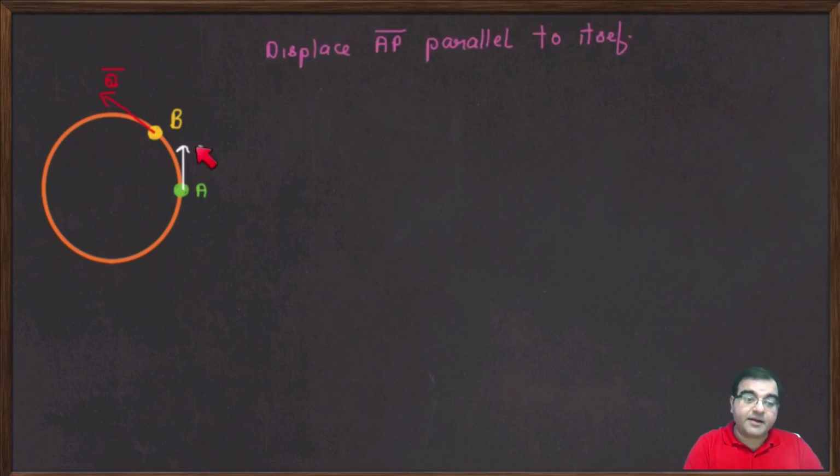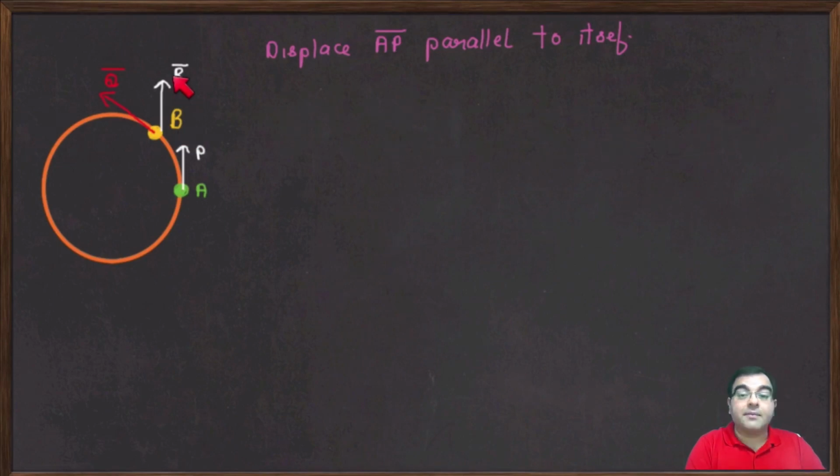Now AP bar is the linear velocity vector at A, and we know from the basics of vectors that we can displace this vector AP bar and move it parallel to itself. When I say move it parallel to itself, I'm not going to change its direction. I am just going to move this AP bar to this point B.